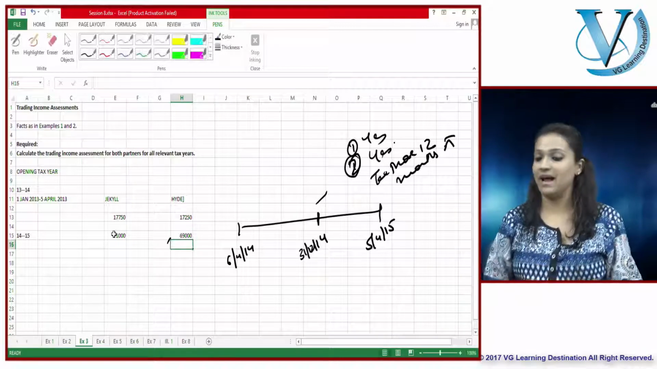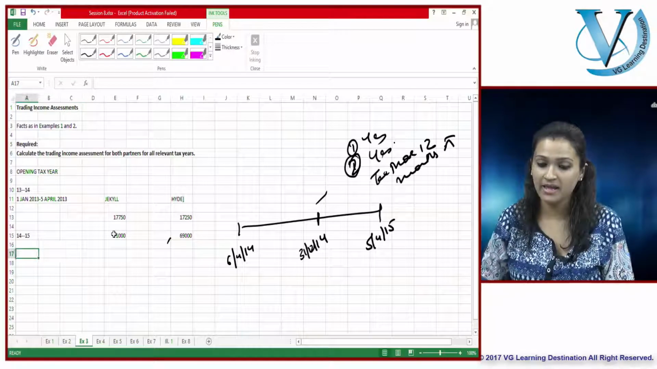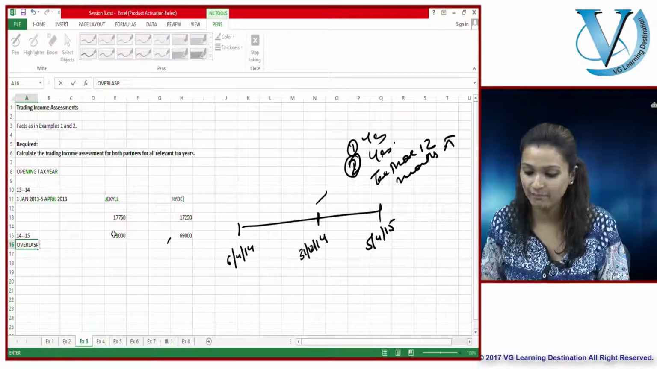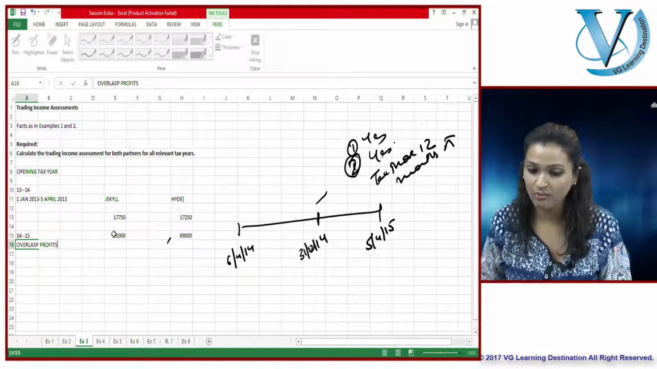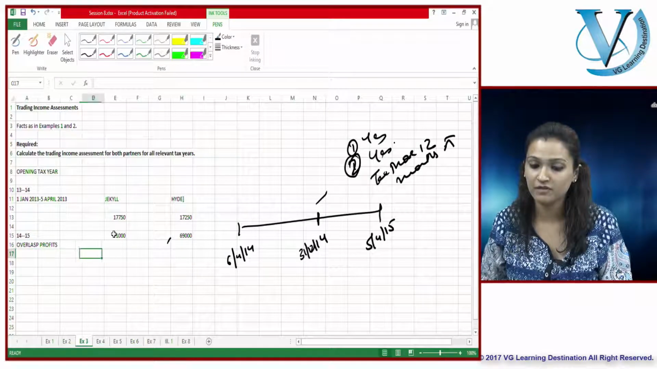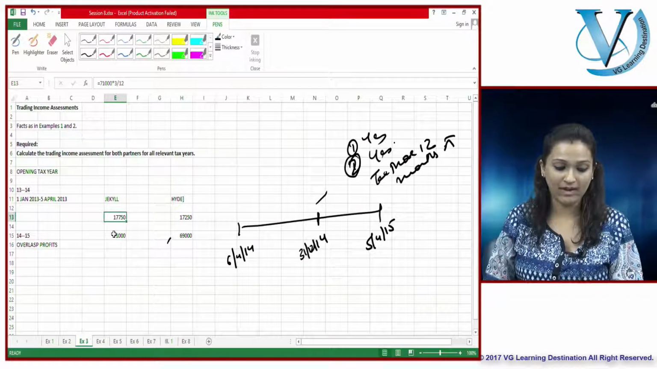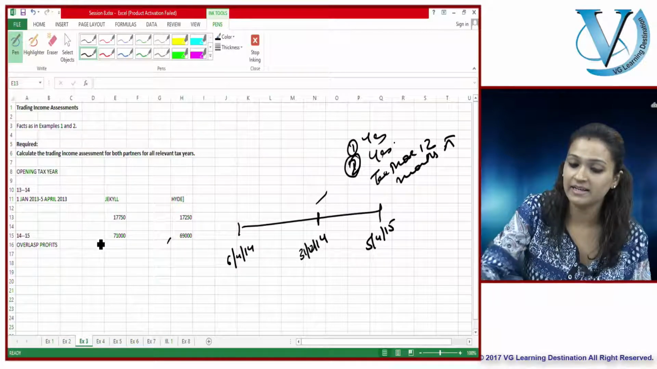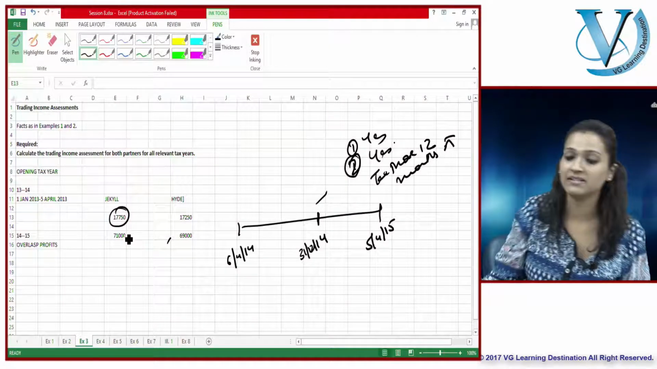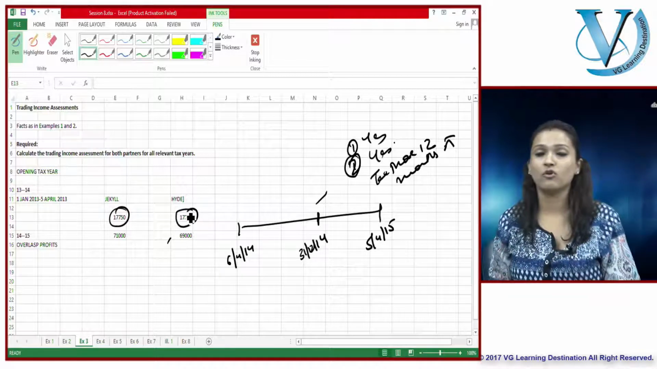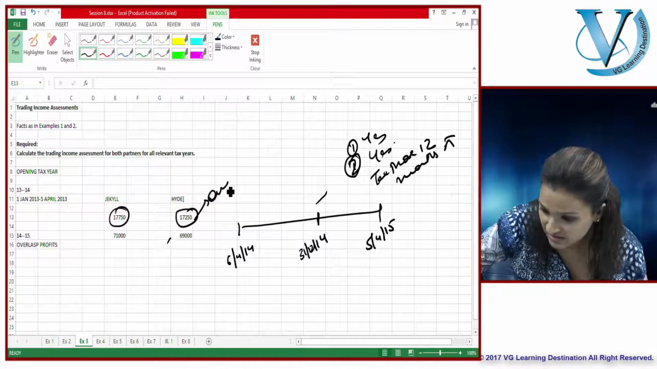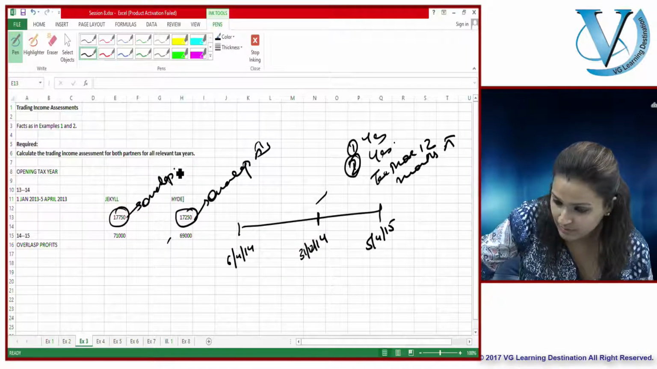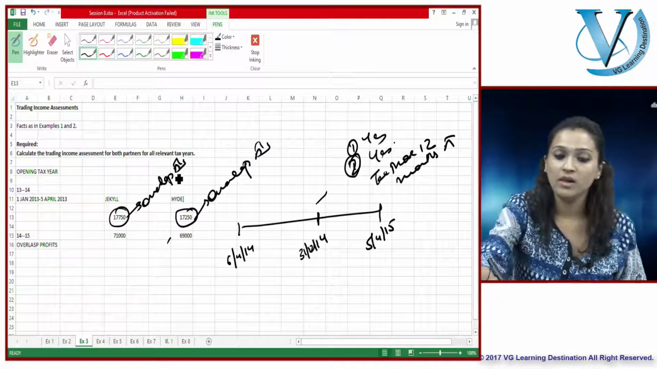You've now arrived at a current year basis, thereby what has this resulted in? It has resulted in overlap profits. This is the entire overlap profits here and this is the entire overlap profits here. So this is overlap profits. This is overlap profits.